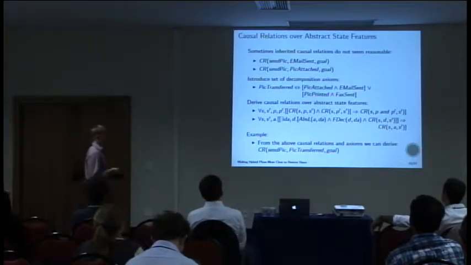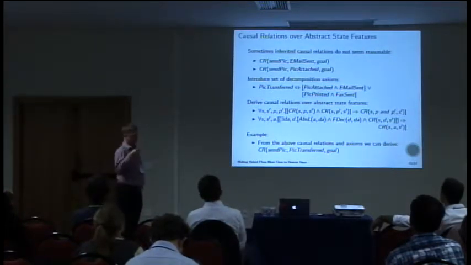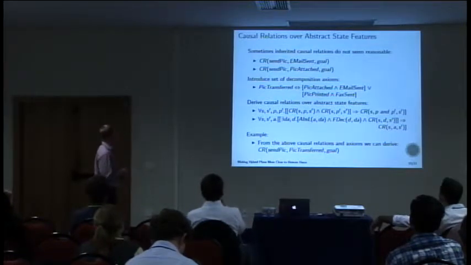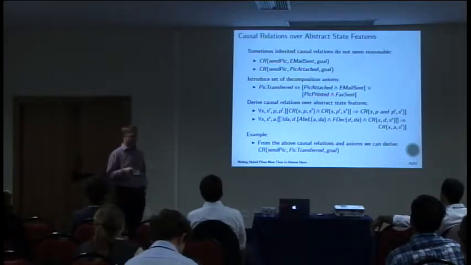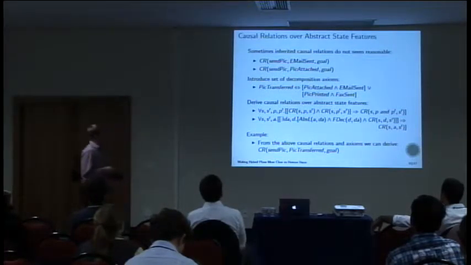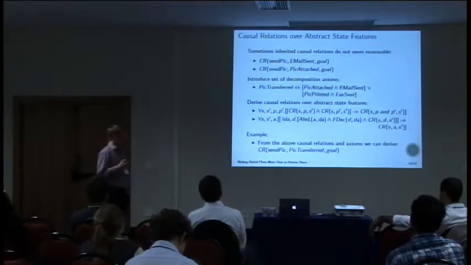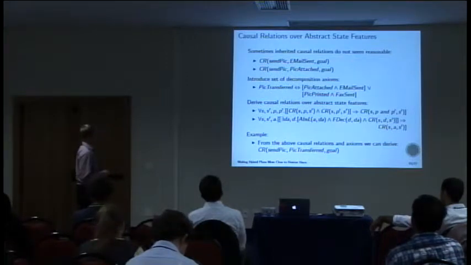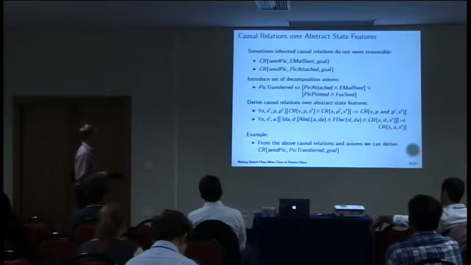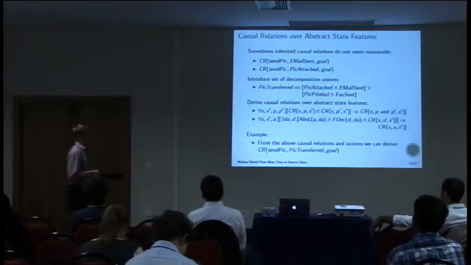It is actually the high-level goal that we wanted to transfer this picture to that other person that is achieved by these two goals in combination. And we would like to reflect this in our explanations. So what we can do is introduce a set of decomposition axioms, and these define what you could call high-level state features. So in this case, we say that transferring a picture is equal to attaching that picture to an email and sending that email. Or, for example, to printing that picture and sending it by fax.